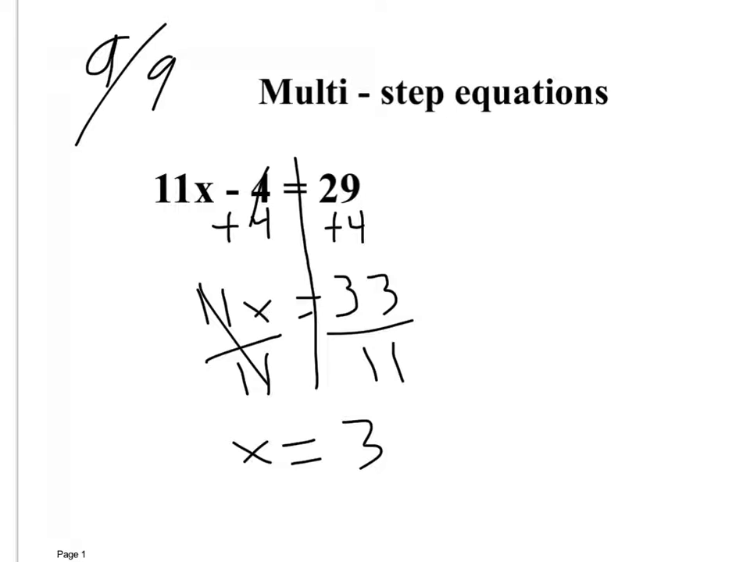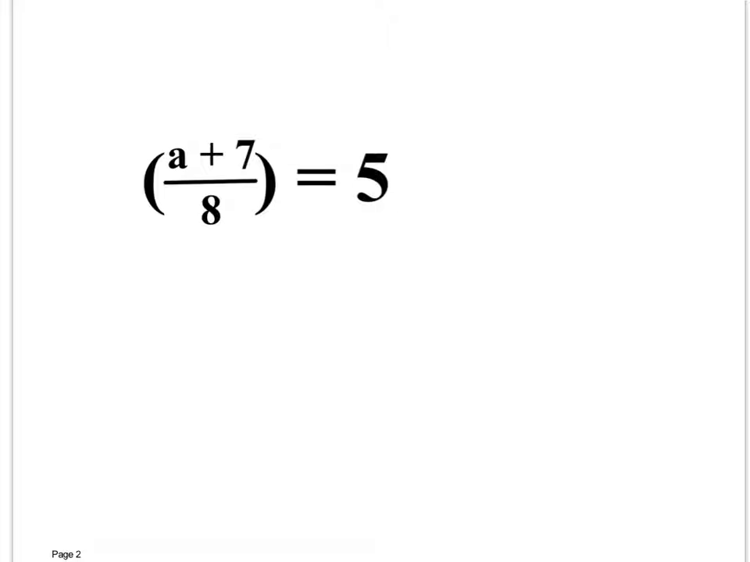Again, we shouldn't miss any of these because I can check my answer. Plug 3 in for x. 3 times 11 is 33. 33 minus 4 is 29. Easy enough.